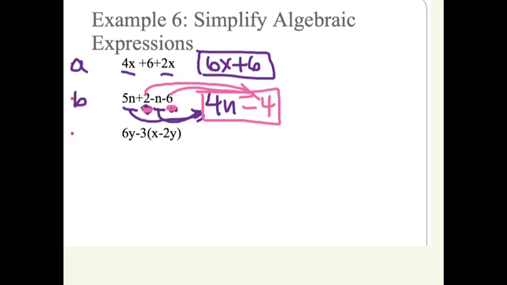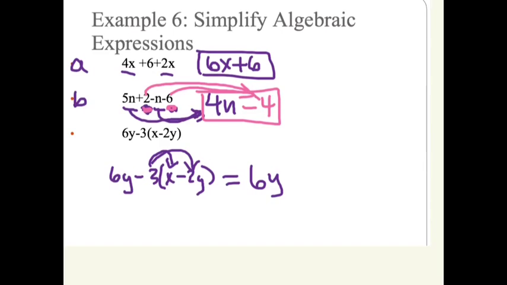This problem here may look a bit challenging because I've got 6y minus 3 times the quantity of x minus 2y. Here's my advice. Whenever you want to simplify, you want to get rid of the parentheses. The only way to get rid of parentheses here is to multiply by that coefficient on the outside, that minus 3. So we're going to multiply throughout by a minus 3. I want you to hold on to this because this is going to rock your world. Maybe not, but watch. So I've got 6y. I'm going to take a negative 3 and multiply it by x. What do I get? A negative 3x. I'm going to take this same negative 3 and multiply it by a negative 2y. Wait for it. Yes, you do get a positive 6y.